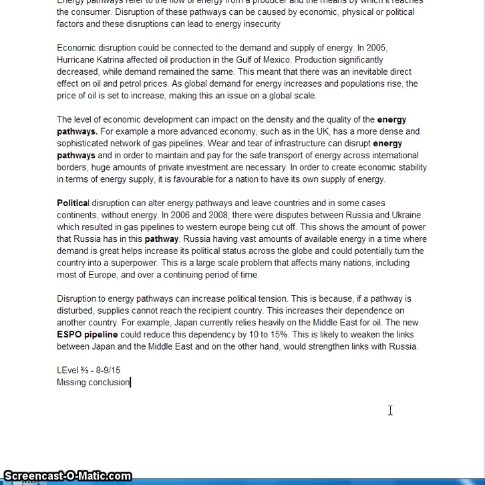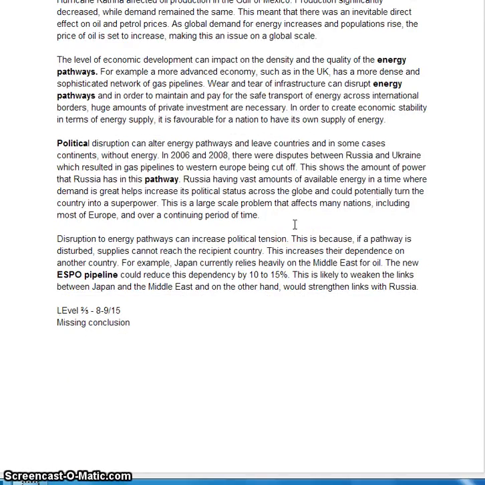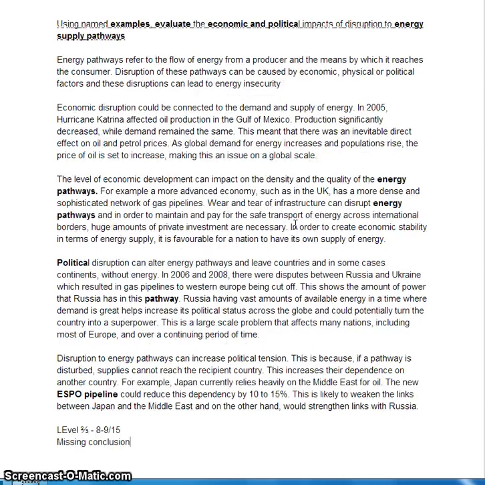In the conclusion, you can be thinking about the whole topic. You can bring in maybe environmental impacts, talking about the future. Obviously, the question asks about evaluation. So think what could happen in the future with regards to political and economic impacts, and what are the futures of energy pathways? What are the impacts of climate change? What are the impacts of development? So there's lots of things you can talk about, and that's what the conclusion gives you.